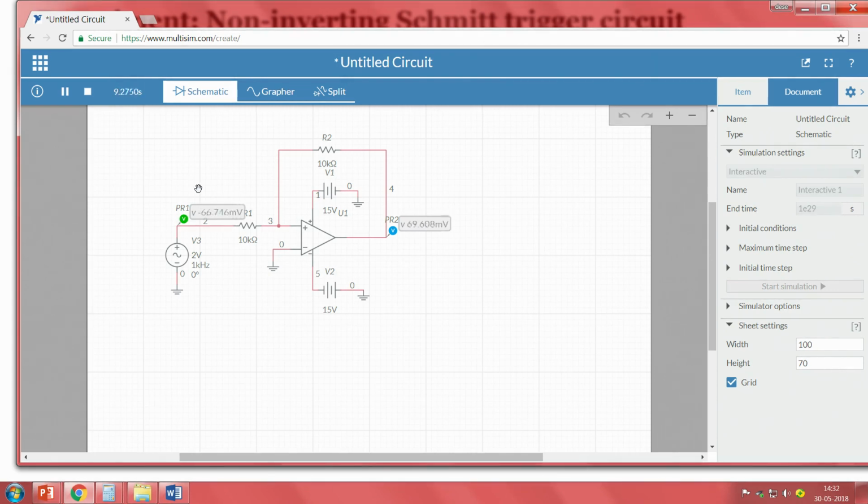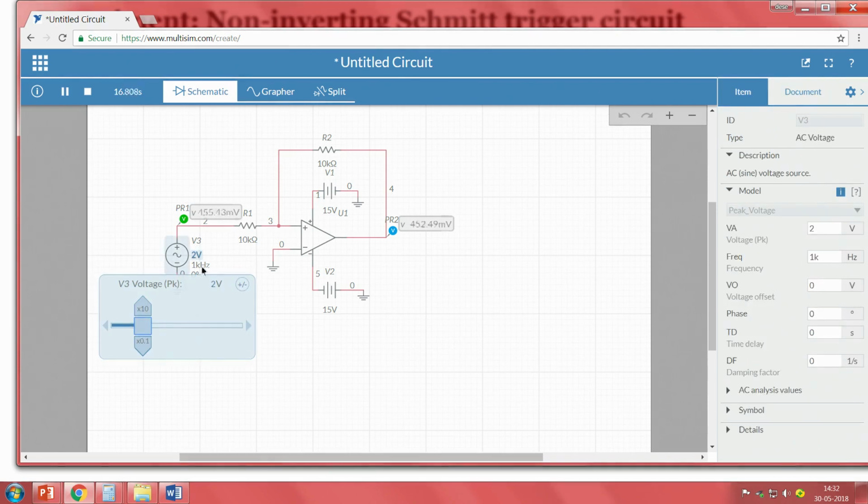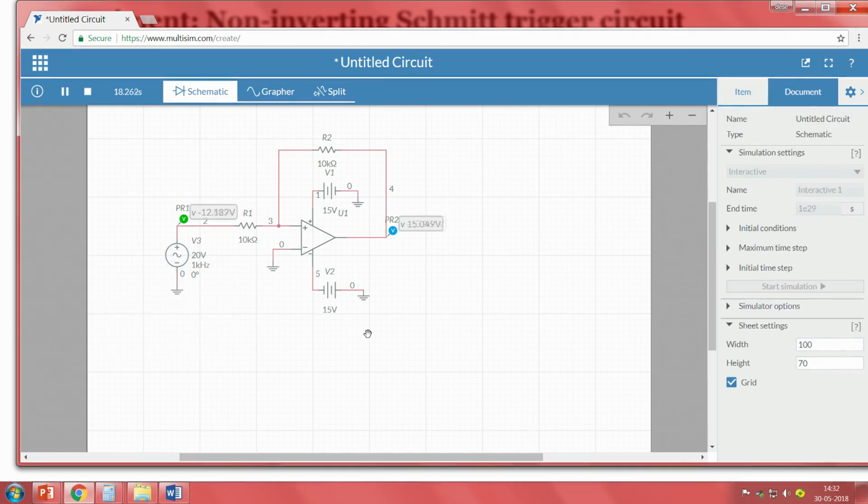So, in order to see the operation, what do we have to do? We have to increase the input voltage greater than 2 volts, sorry, greater than the VTH. In this case the VTH is 15. So, what I will do is make it 20 peak, that means peak to peak is 40. Now, the input is more than 20 volts, even the negative input is minus 20 volts.